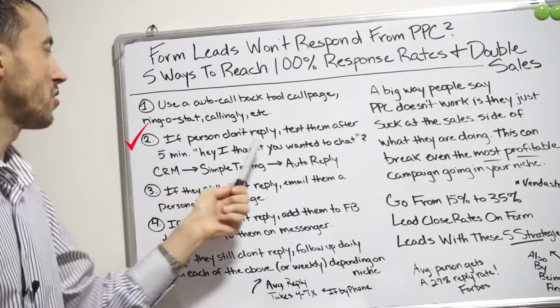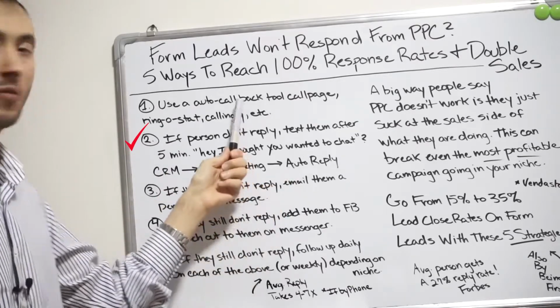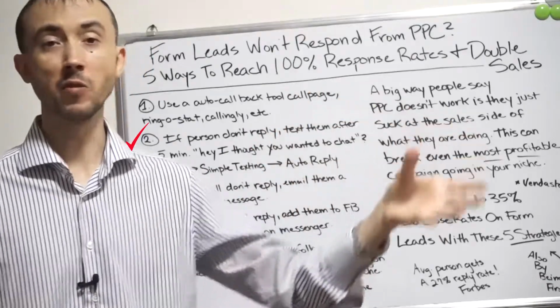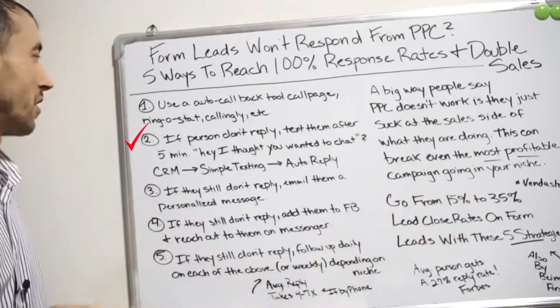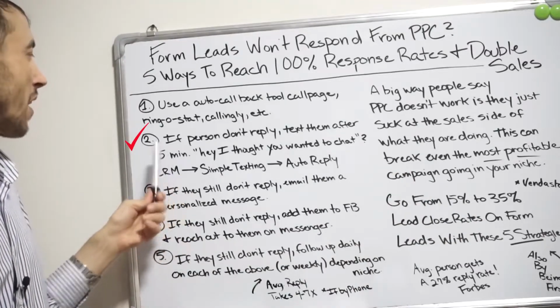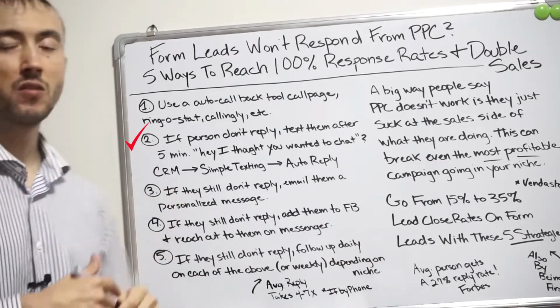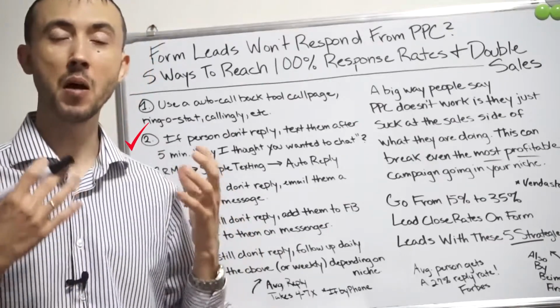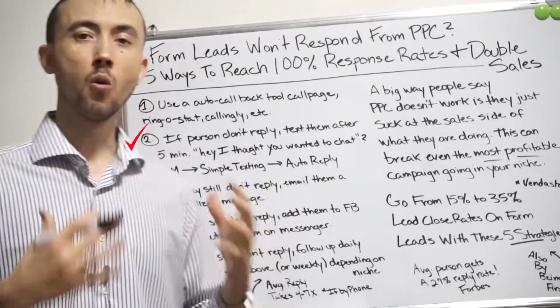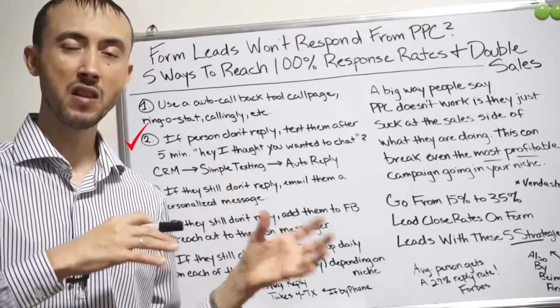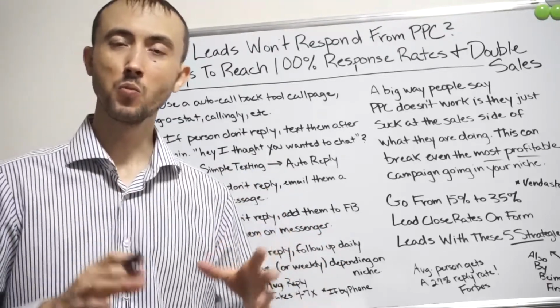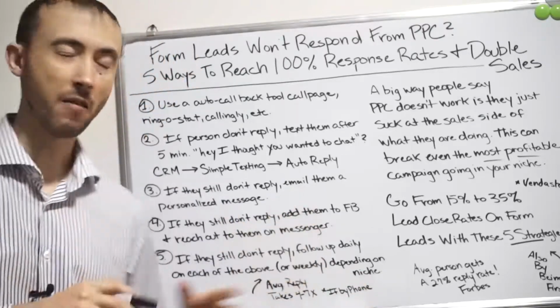Number 2, if a person doesn't reply from calling them right away within the first minute after they fill out the form, text them after basically 5 minutes. So with this, you don't have to text them immediately, but wait 5 minutes and text them a personalized message. Or through software, which I'm going to talk about next, you can actually text them what looks like a personalized message to get a response out of them at a high rate.